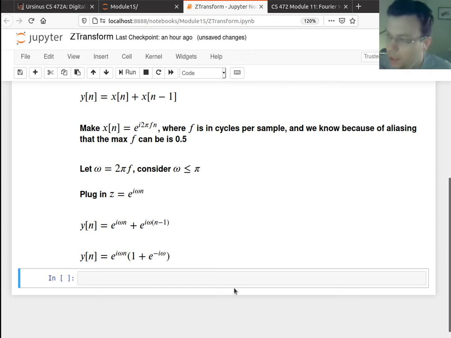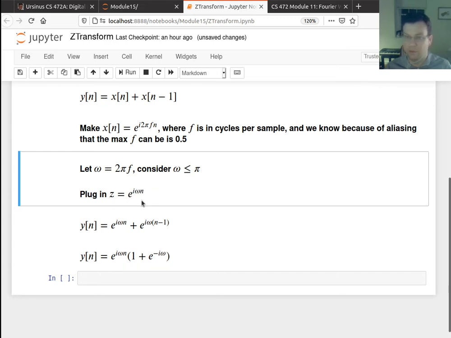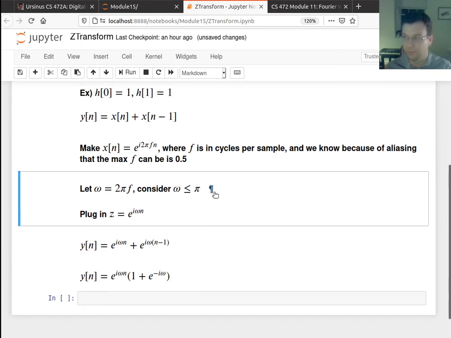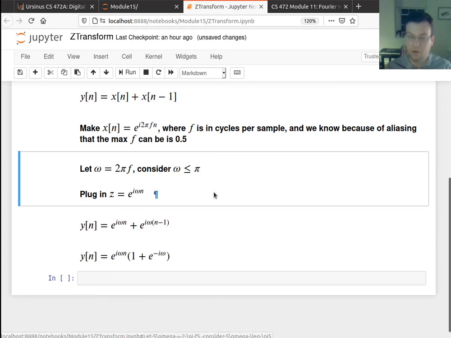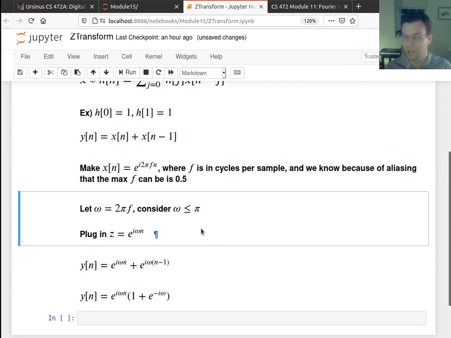Okay, so here is my equation for what the output is going to be, given that my input is this phasor, where again, omega is a real number. It doesn't have to coincide with any integer number of cycles over some interval. So omega is completely arbitrary.